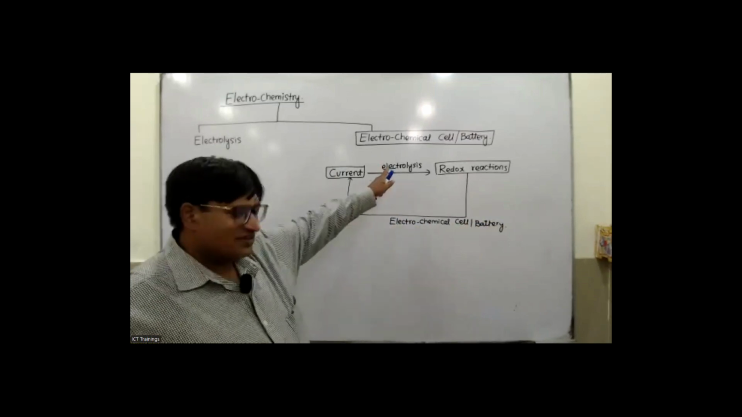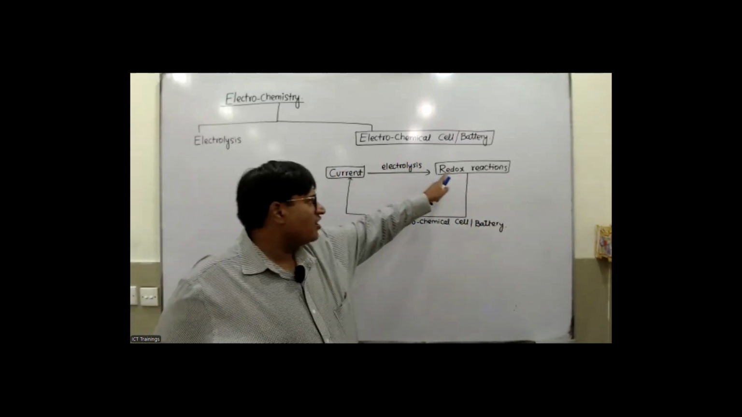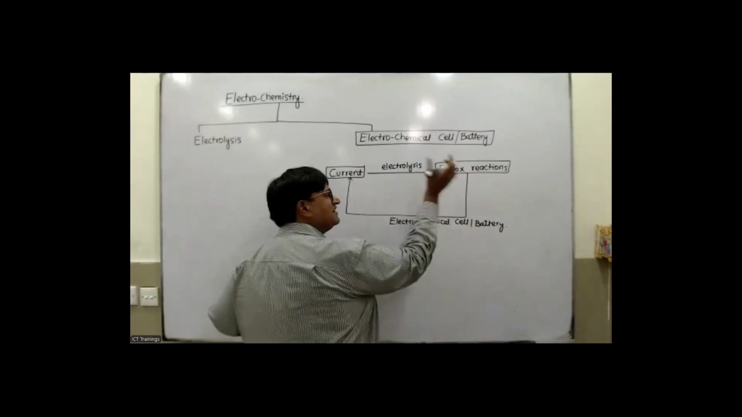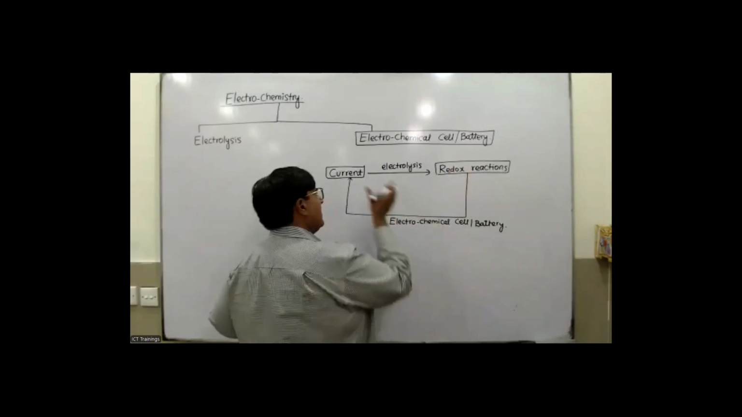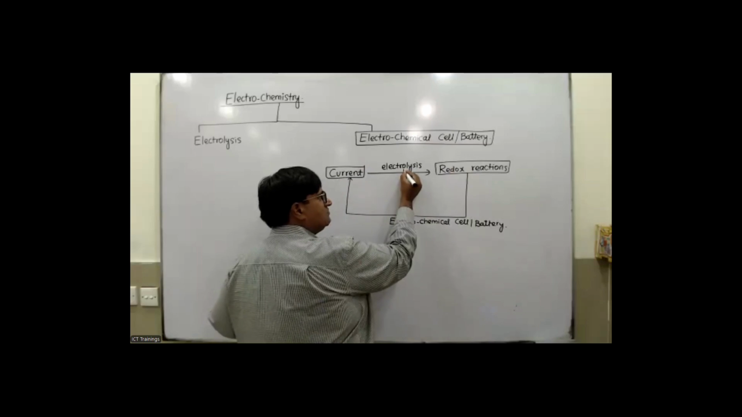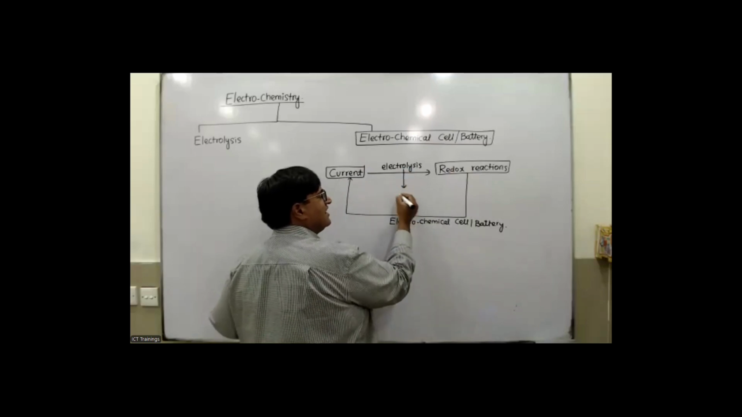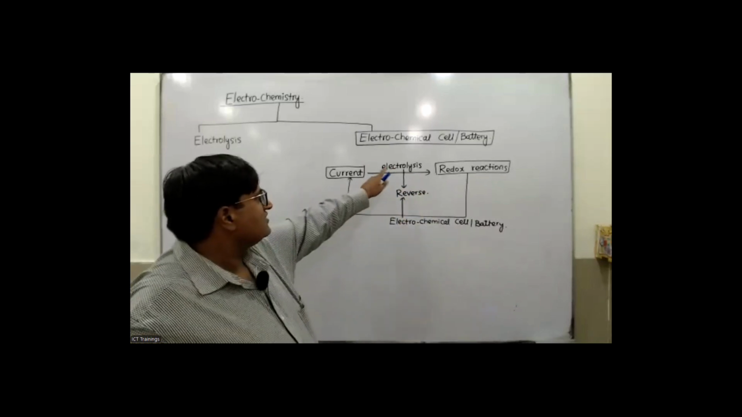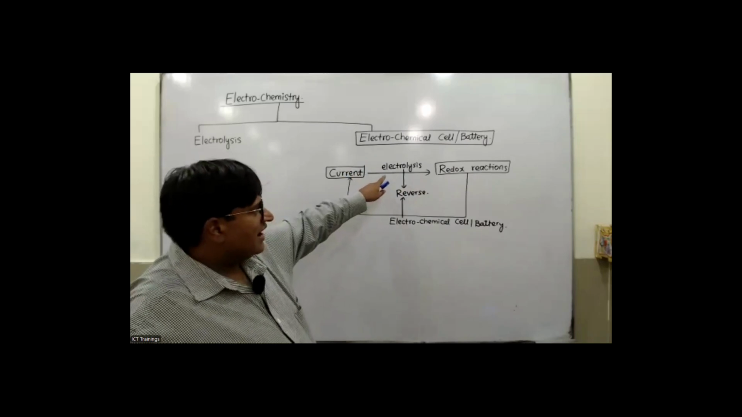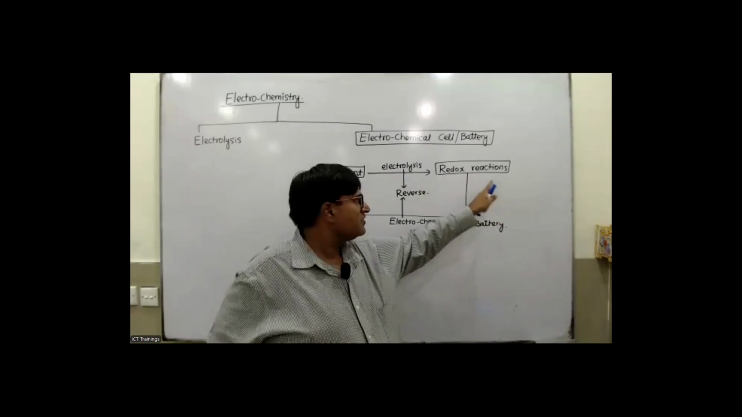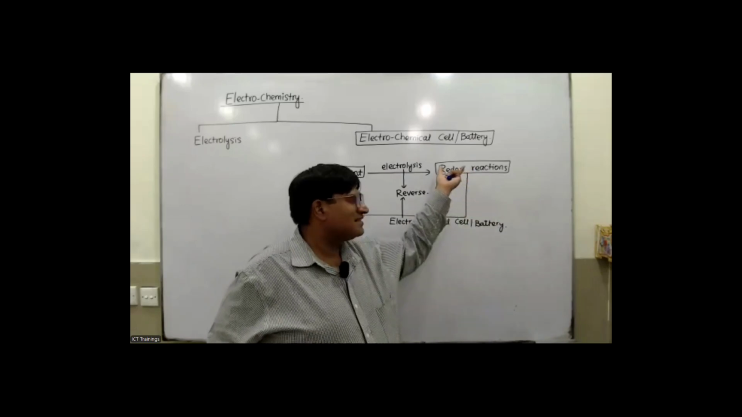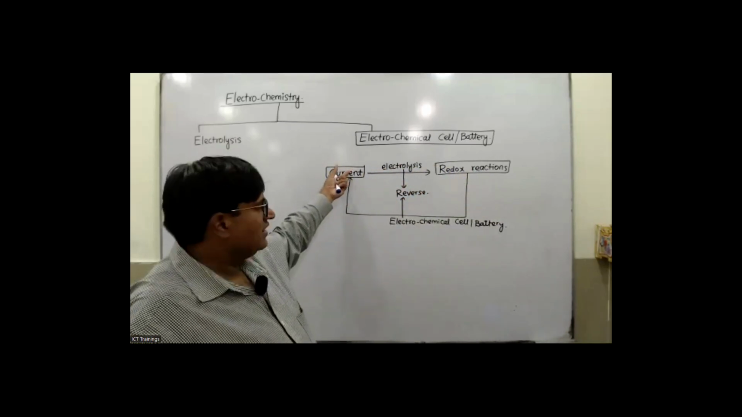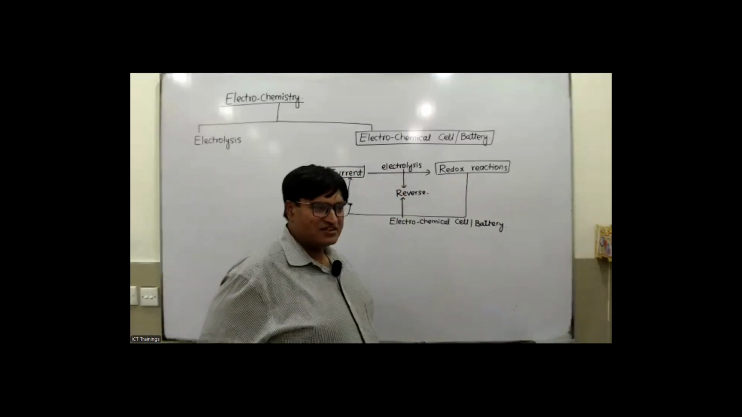Basically, in electrolysis, current is used and redox reactions are the byproducts. Whereas in the electrochemical cell, the redox reactions are used and current is the byproduct. So electrolysis and the electrochemical cell are the reverse of each other. Why? Because in electrolysis, current is used and redox reactions are produced, whereas in the electrochemical cell, redox reactions are used and current is produced.